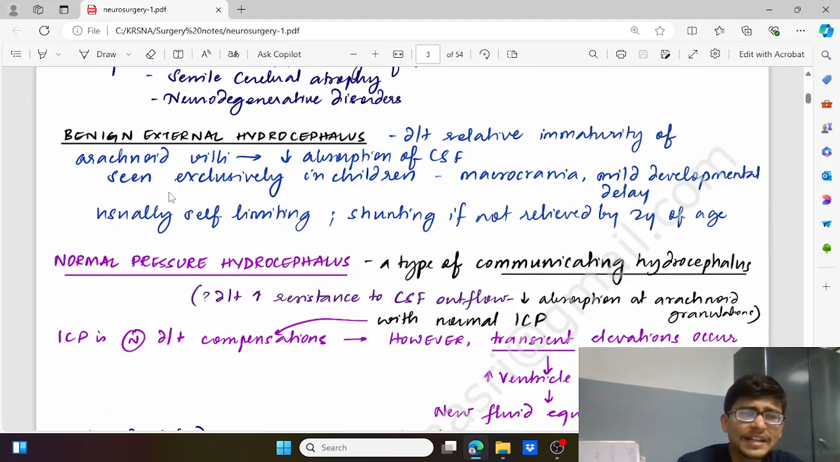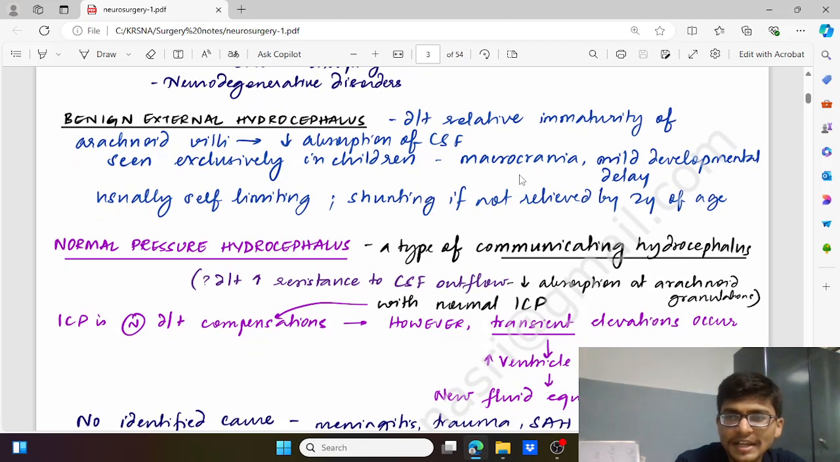Then we have benign external hydrocephalus, which is due to relative immaturity of arachnoid villi, and it is due to decreased absorption of CSF in these villi, especially seen in children with macrocrania and mild developmental delay. It is usually self-limiting. Shunting is needed if it does not resolve spontaneously by 2 years of age.